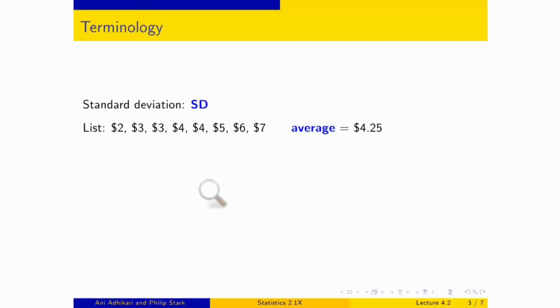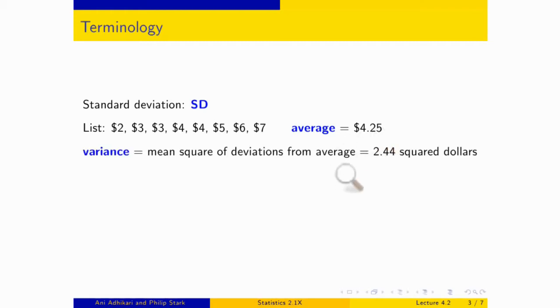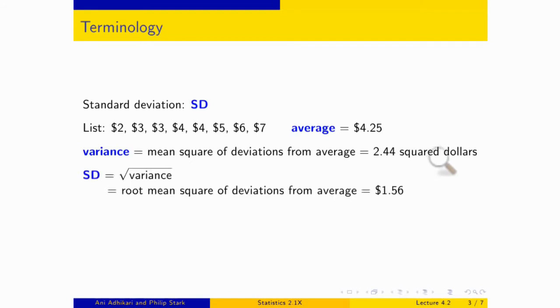I'm going to go back to our list, and now I am measuring it in dollars. As we had just said, the average is $4.25. And the first thing we did was we computed the deviations, and then we squared them, and then we took the mean of that. So deviations squared mean, that was our 2.44 squared dollars. That quantity has a name. It's called the variance of the list. In the end, as this has the wrong units, we took its square root. The SD is the square root of the variance, and it is the root mean square of deviations from average. And that was $1.56. So it's the average and the SD that have the right units and the same units.